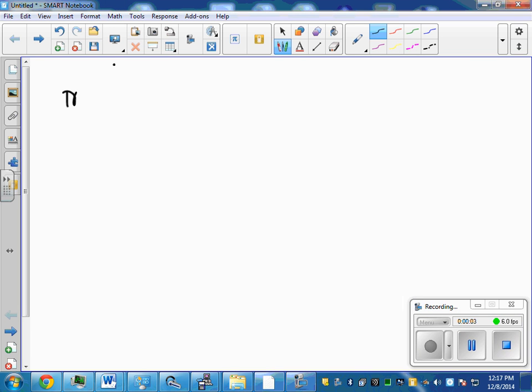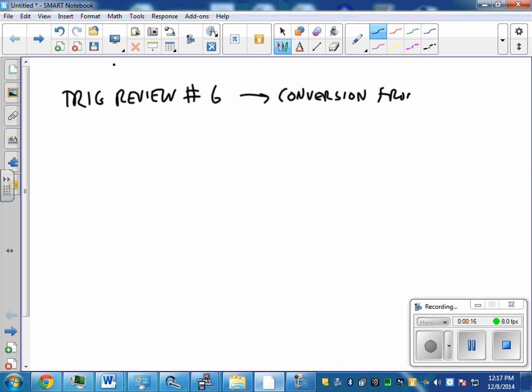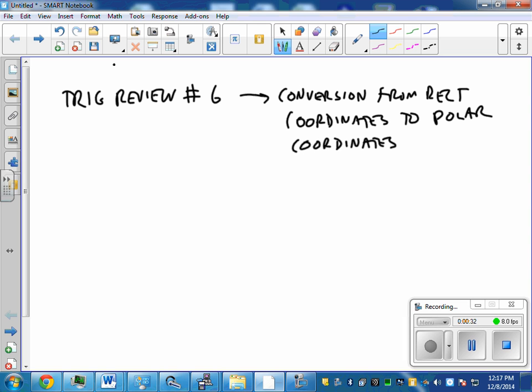Okay, this is our trig review number 6, which is focusing in particular on the conversion from rectangular coordinates to polar coordinates. So we think rectangular coordinates are x, y, Cartesian plane, and polar coordinates are r, theta.